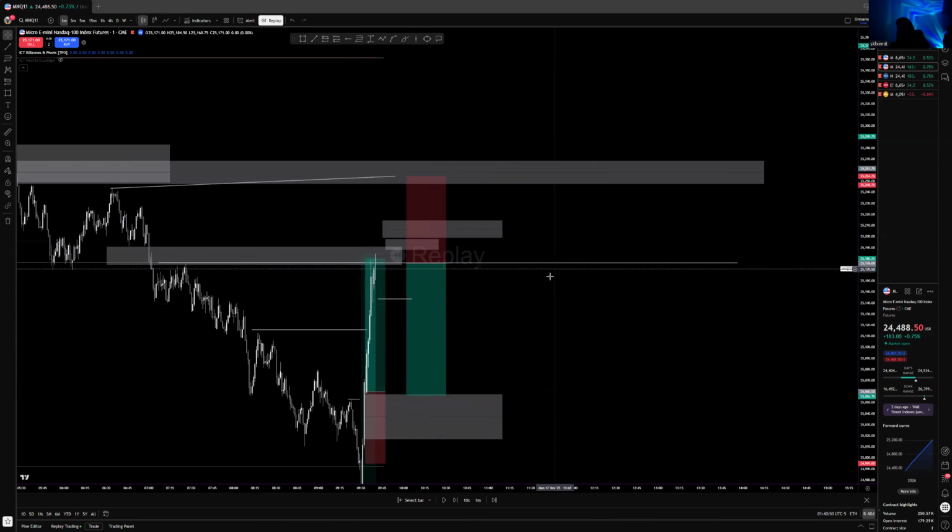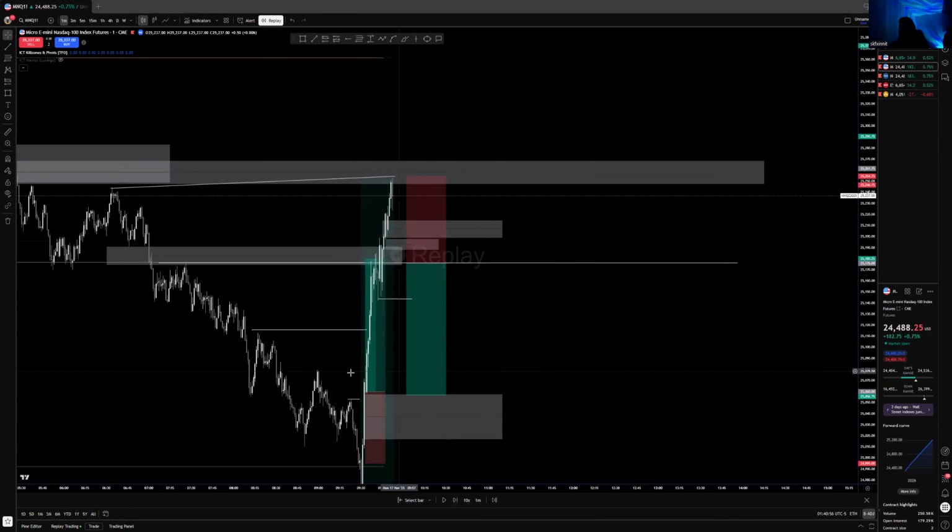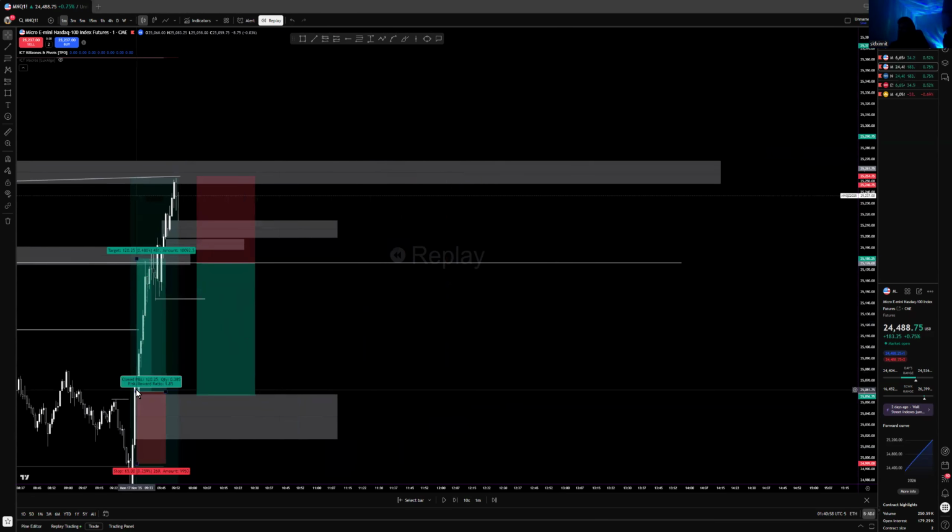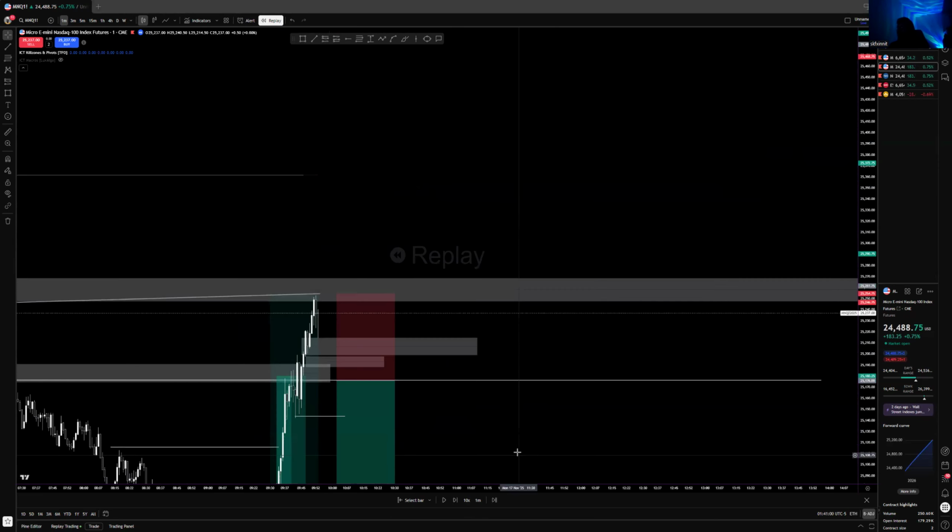Basically, yeah, that's it. Pretty nice trade. That's a clean 1:1.85. And I actually did trade. I mean, I didn't trade morning sessions previously this week, so I just wanted to know how the price is actually moving.